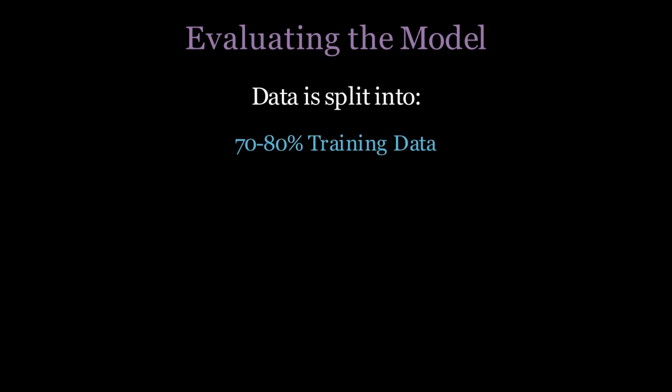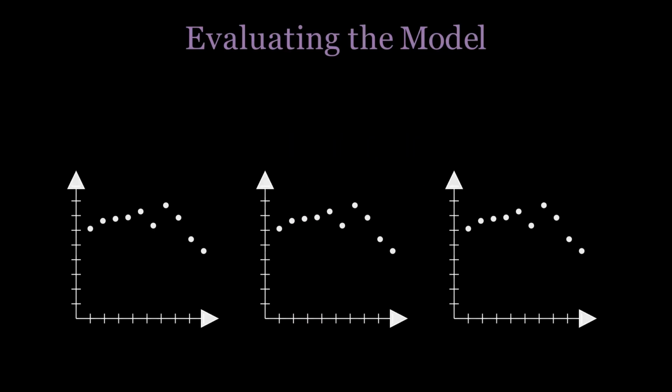Once the model is trained, we have to evaluate it. We always split our data beforehand, using 70 to 80% for training and hiding away the remaining 20 to 30% strictly for testing. When testing, we watch out for three specific scenarios. First is underfitting, where the model is too simple and misses the trend entirely.